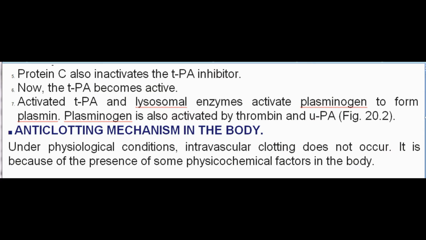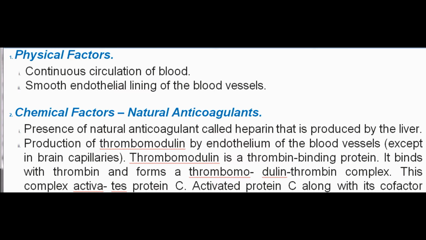Anti-clotting mechanism in the body. Under physiological conditions, intravascular clotting does not occur. It is because of the presence of some physicochemical factors in the body. Physical factors: continuous circulation of blood, smooth endothelial lining of the blood vessels. Chemical factors: natural anticoagulants. Presence of natural anticoagulant called heparin that is produced by the liver. Production of thrombomodulin by endothelium of the blood vessels, except in brain capillaries.